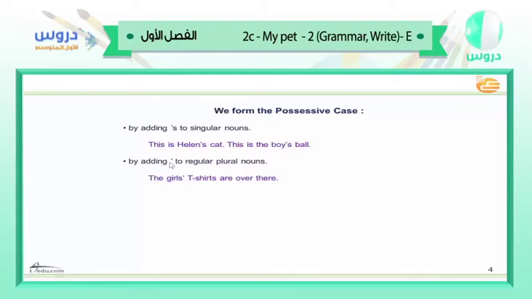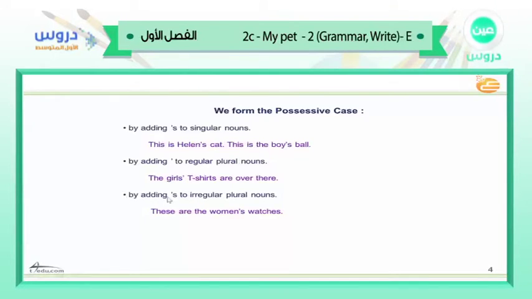Number two, by adding the apostrophe to regular plural nouns. For example, the girls. One girl, two girls, three girls, and so on. So, girl is a regular noun, but we put it plural, girls, and we add the apostrophe, okay? Because we have an S before. The five girls' t-shirts are over there. No S after that. Don't write two S's, one S, then apostrophe.